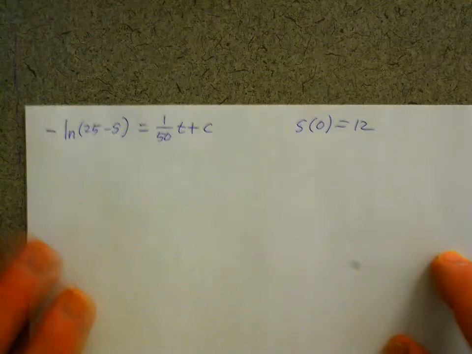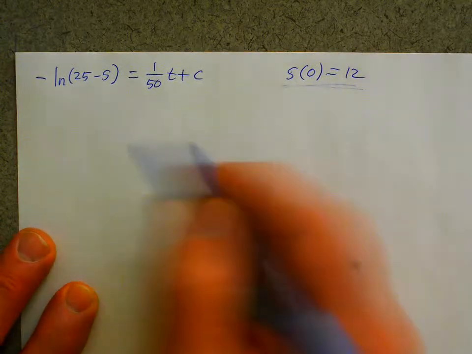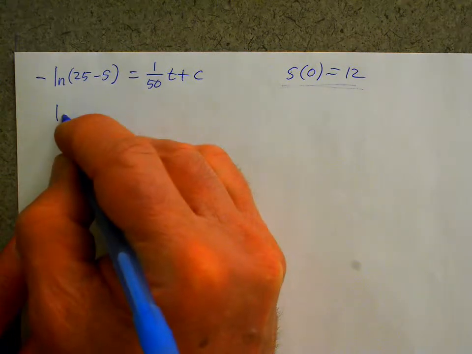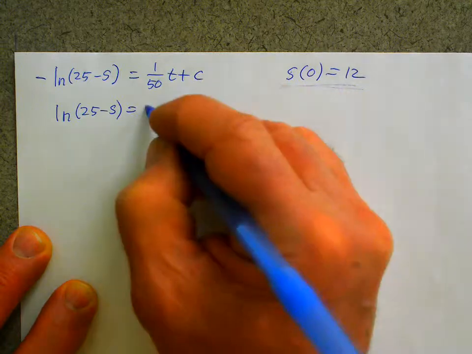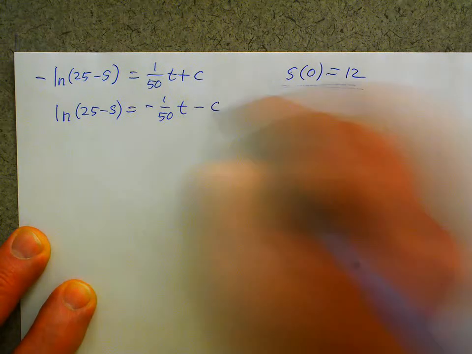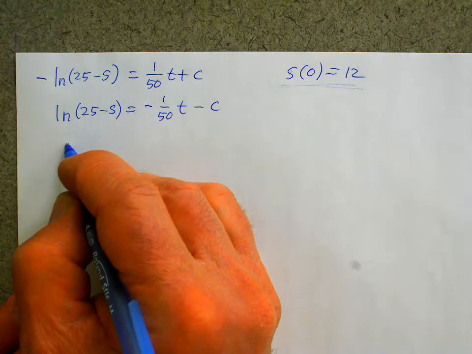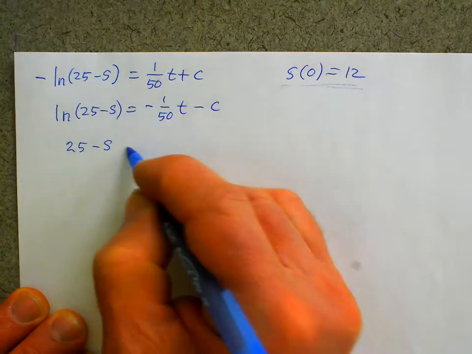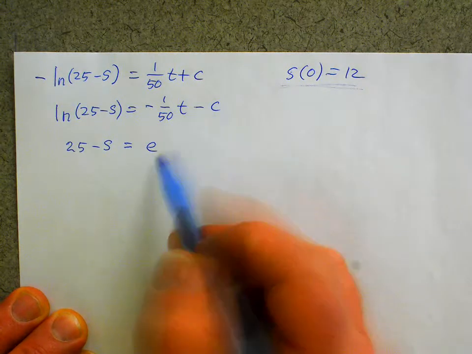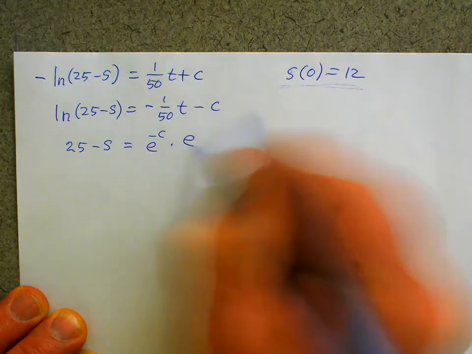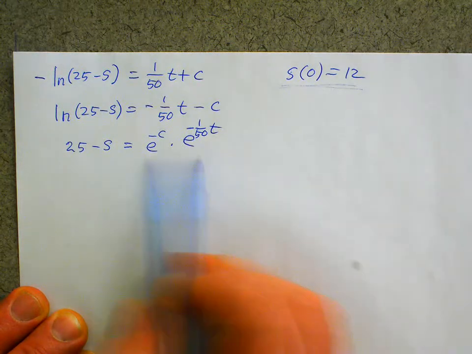Okay, so we're at this point, and here's a reminder of the initial value. If we multiply both sides by -1, we get the natural log of 25 minus s equals -1/50th t minus c. And then 25 minus s equals e to the -c times e to the -1/50th t. I'm just using properties of exponents to write it that way.